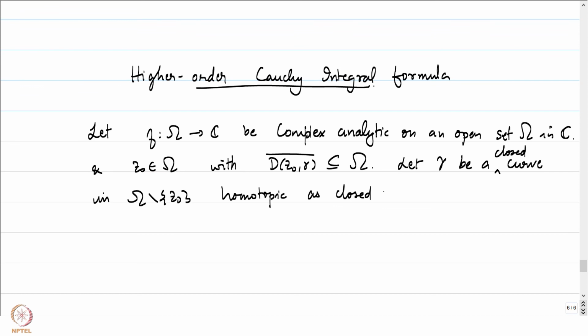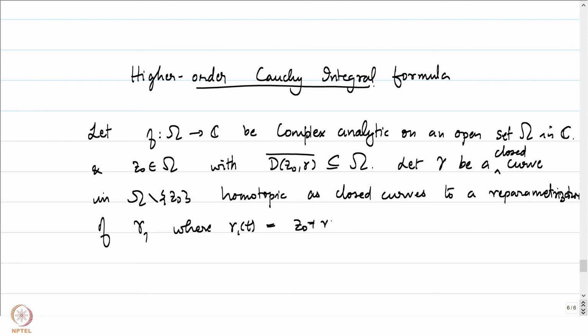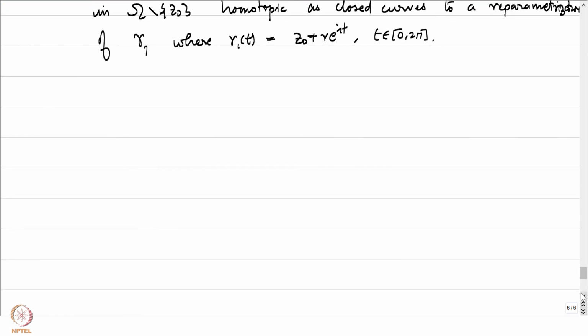Otherwise, we cannot talk about homotopic closed curves, homotopic up to reparameterization, of gamma 1, where gamma 1 of t is equal to z0 plus r e to the power it, where t belongs to 0 to 2 pi. This is going to be in omega minus z0, which has already been captured here. So in omega minus z0, we have gamma is homotopic to the circle of radius r around z0.